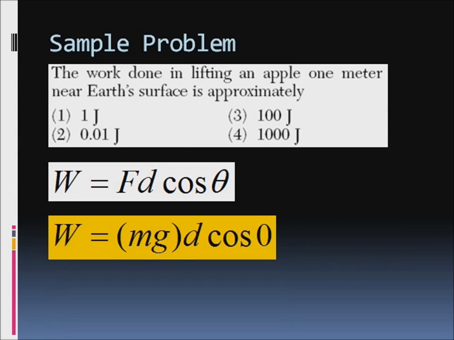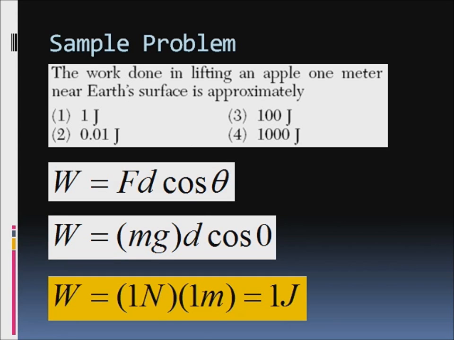Can also take a look at force displacement graphs where you put force on the y-axis and displacement on the x-axis. If you have a force and displacement graph and you want to know how much work is done, you just take the area under the graph.